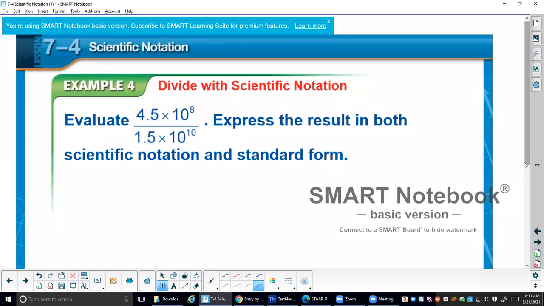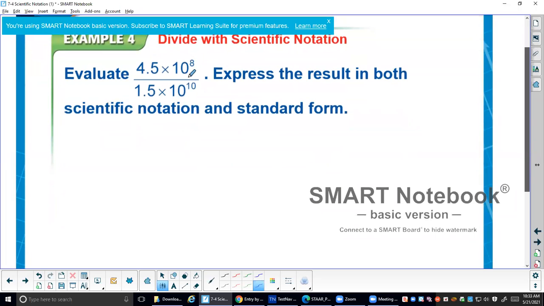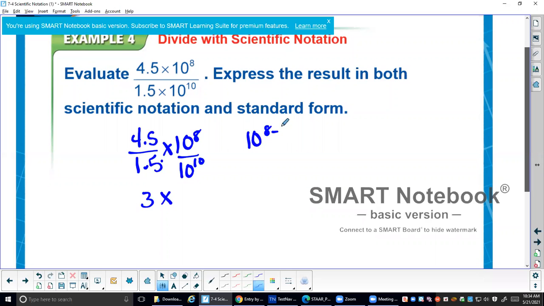About division. So if we add our exponents when we're multiplying, what do we do with our exponents when we are dividing? Subtract. Okay. So basically, everything here, we can just say 4.5 divided by 1.5. Well, that's equal to 3. I put that in my calculator. And then I have the 10 to the power of 8 and 10 to the power of 10. So 8 minus 10, and I get 10 to the power of negative 2.